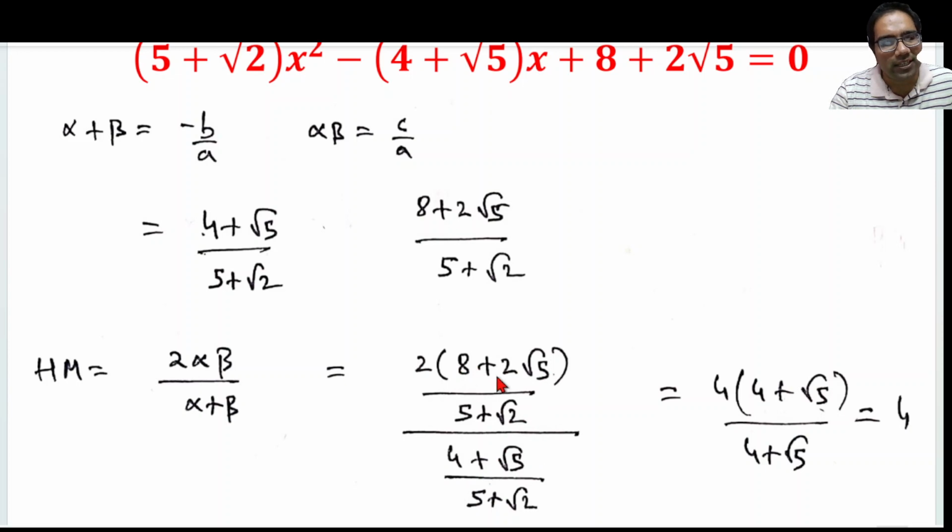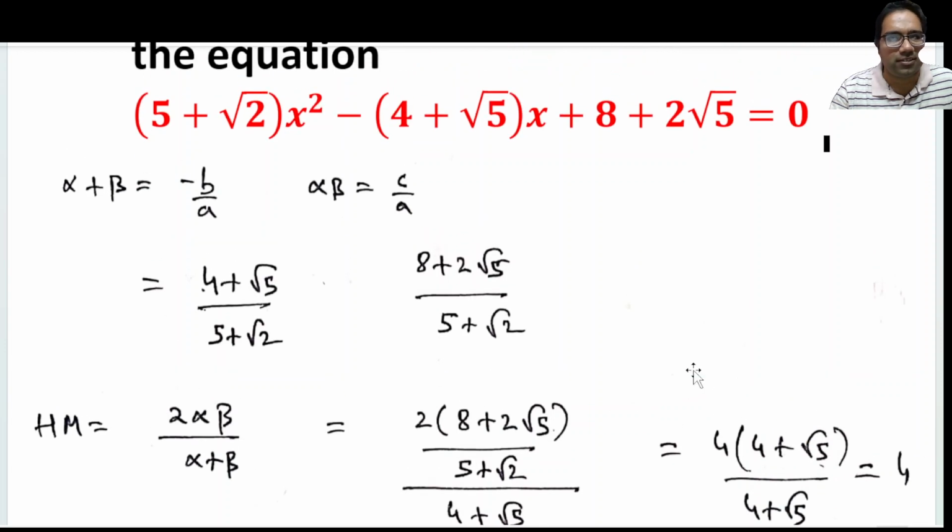8 plus 2 root 5 is again 2 times 4 plus root 5, right? So this becomes 4 into 4 plus root 5. And this 4 plus root 5 and 4 plus root 5 will cancel. We'll be left with 4. The answer is actually 4.